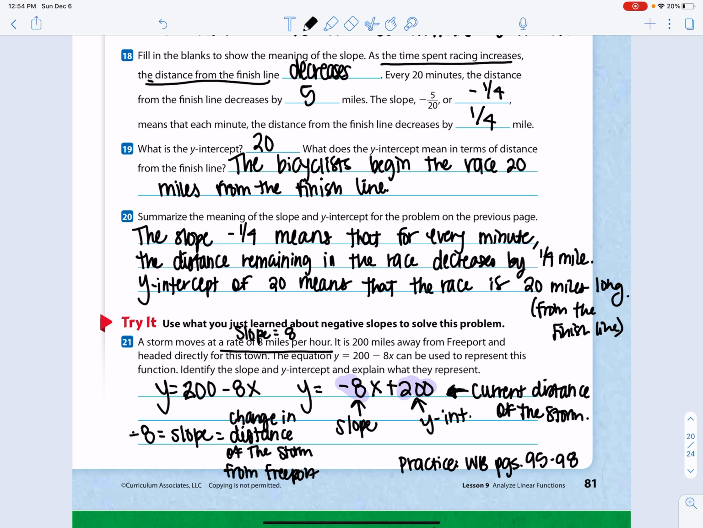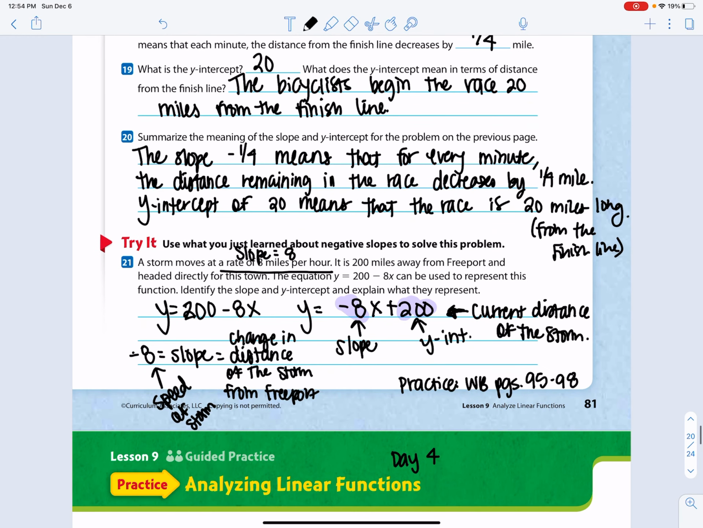Okay, so again, the slope is the rate, and the rate of change is the miles per hour. So this is just the speed of the storm, while the 200 is how far it's away from Freeport. Okay, and that is it for our try it. Go ahead and practice what we've learned for this day 3, which was a lot, I know, but you should be able to summarize everything we've done in these workbook pages by practicing them in workbook pages 95 through 98. Thank you.